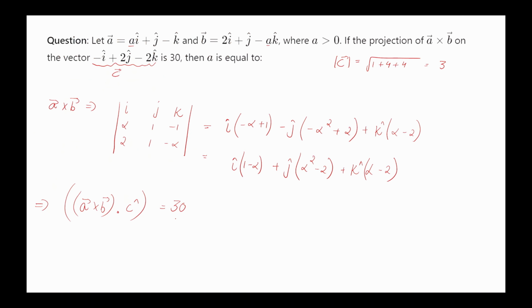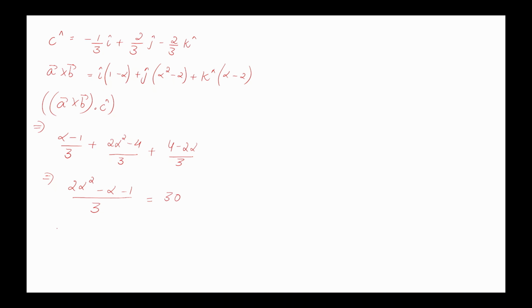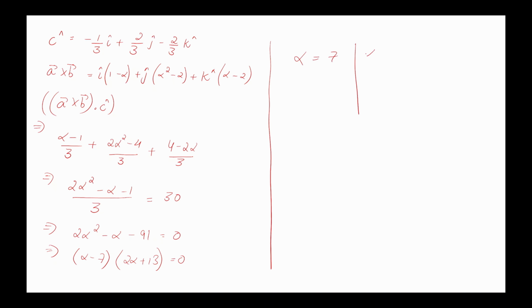Now, as per the question, we know that this value is equal to 30. So simply let's just solve this. This would become 2 alpha square minus alpha, this would become 90, and here we would have minus 91 equals 0. Now, if I try to find out the roots of this equation, what would I have? I would have one of the roots as alpha minus 7, and the other root would become 2 alpha plus 13 equals 0. So what do I get my values of alpha to be? My alpha is either 7 or my alpha is minus 13 by 2.